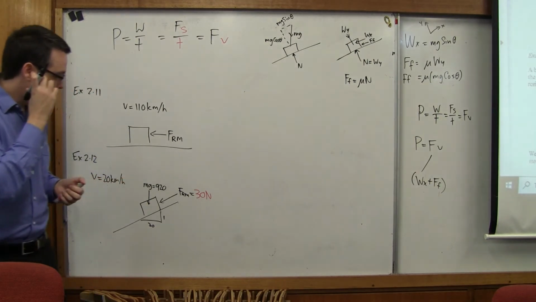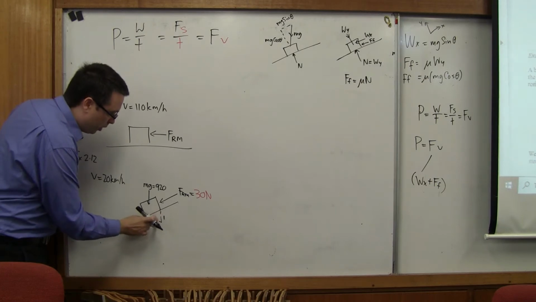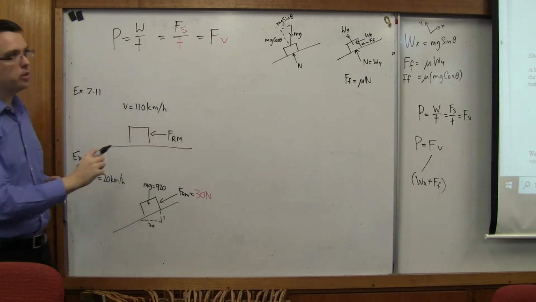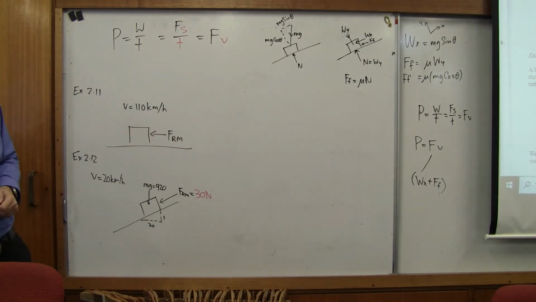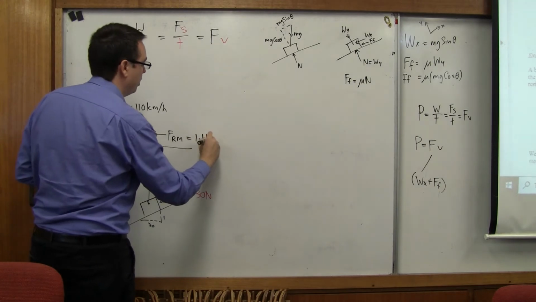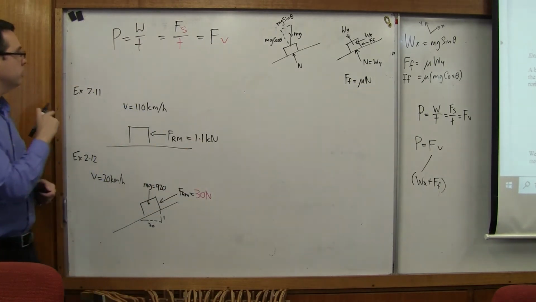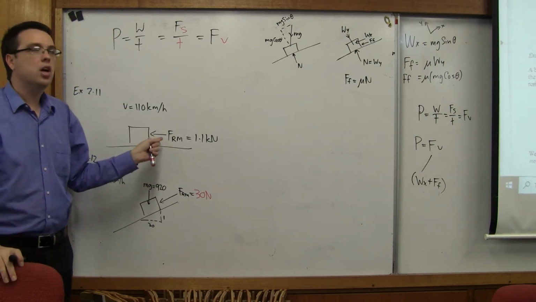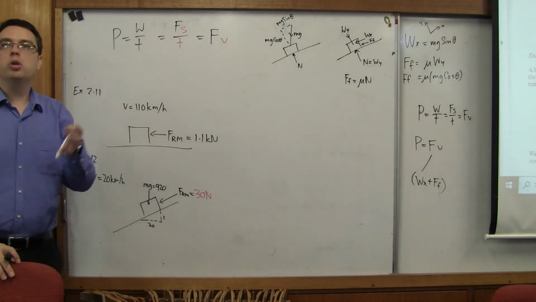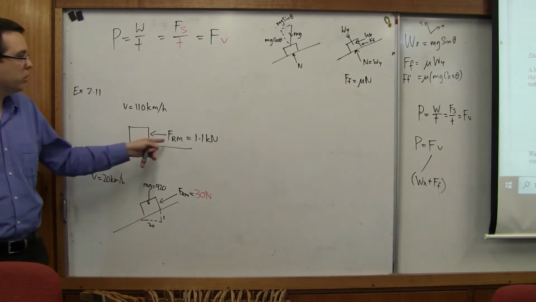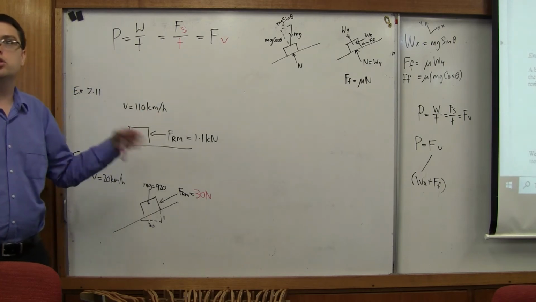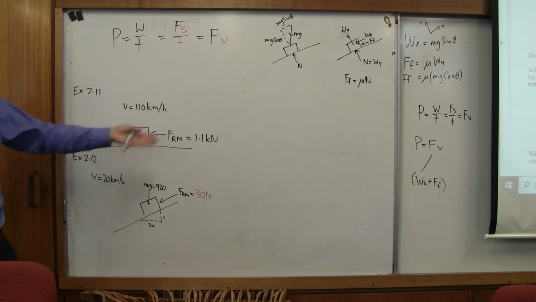When we're doing these sorts of questions, in this case they told us the total resistance to motion is 1.1 kilonewtons. This is exercise 2.11. We already have F as the total resistance to motion. F is the total force that is stopping our car from driving along, and it's given as 1.1 kilonewtons.